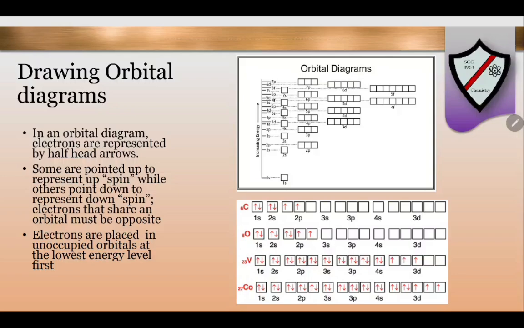Some have to be pointed up to represent an up spin on an electron, while others have to point down to represent a down spin on an electron. And any electrons that share a box must be opposite. And then electrons are always placed in unoccupied orbitals at the lowest energy level first, and that's what we learned in the previous slides talking about the Aufbau principle and Hund's rule, and we'll take a look at how that works on the next couple of slides, filling up our own orbital diagrams.